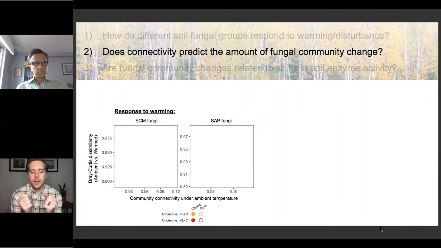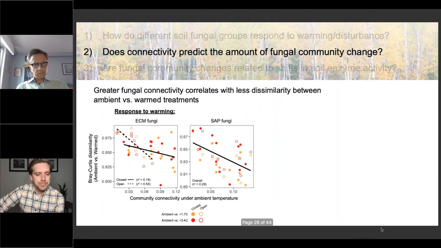Community connectivity, again, under the pre or control levels is on the x-axis here; these are ambient temperature treatment samples. On the y-axis is the Bray-Curtis dissimilarity between ambient versus warmed communities for ectomycorrhizal and saprotrophic fungi. In both cases, we see a negative relationship, although for ectomycorrhizal fungi there's a slight interaction between closed versus open canopy, but the overall trend is also a negative relationship.